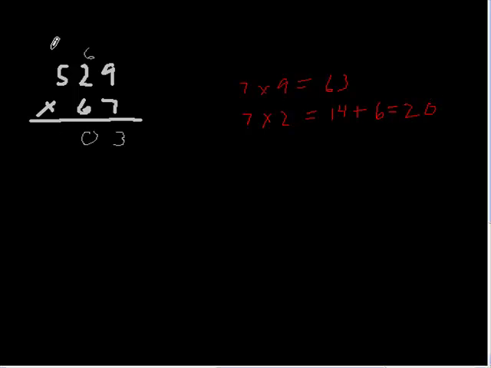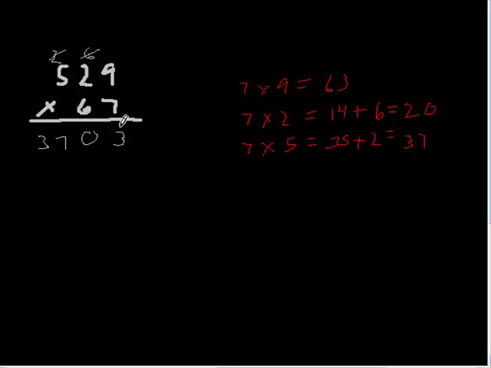So then I have 0 and carry my 2, and the last step is 5 times 7, which equals 35. And to add the 2 that I carried over, which is 37. And since there are no more numbers to multiply in the top number, I'll place both the 3 and the 7 down. I'm going to cross the 2 and the 6 that I carried over out.